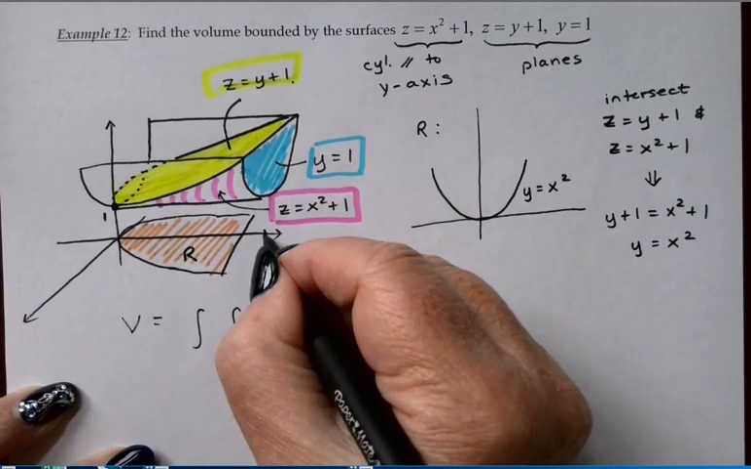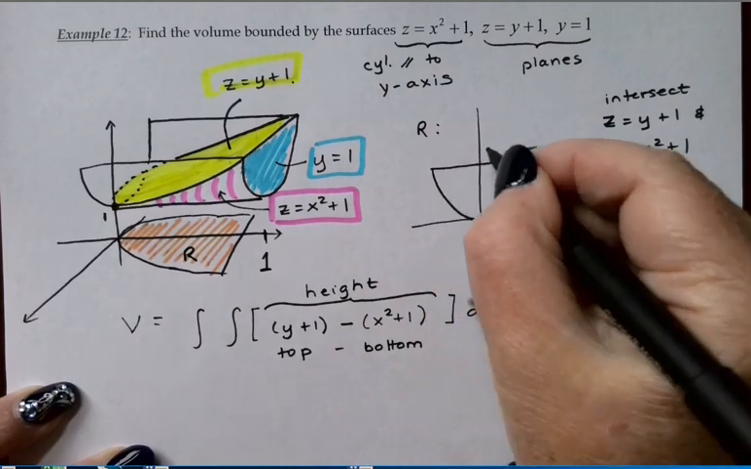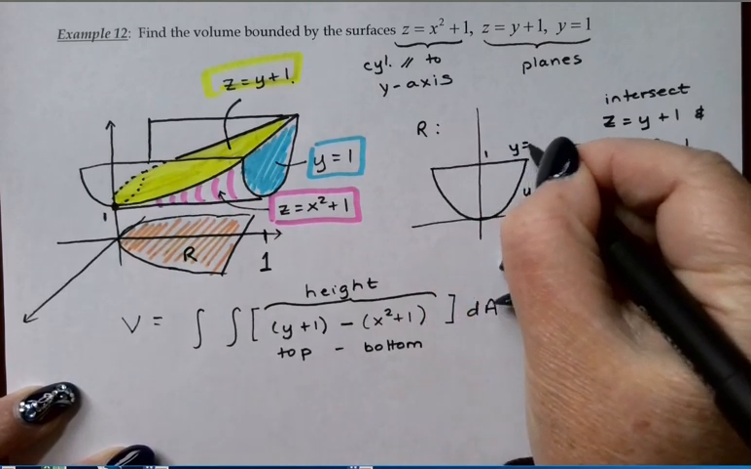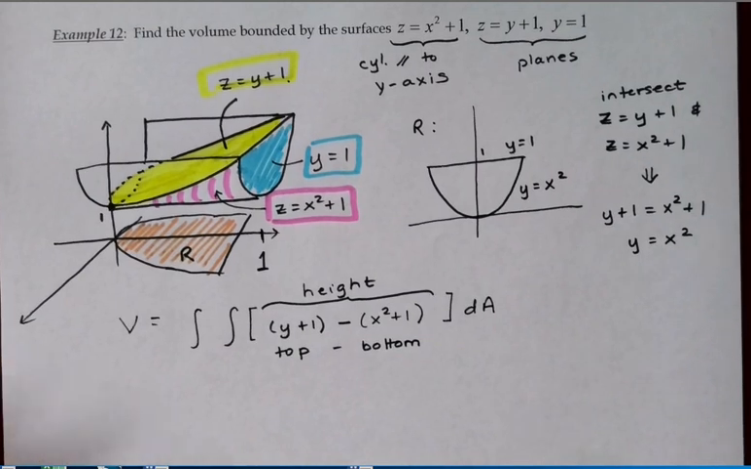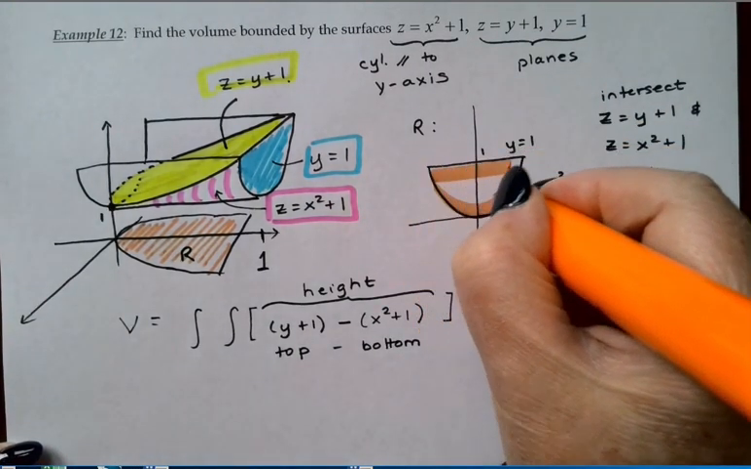I probably didn't go up quite far enough here. I should have gone all the way out to the 1. We'll pretend I did. We do know that y equals 1 is the top here. So there's our region R, redrawn in just the xy plane.